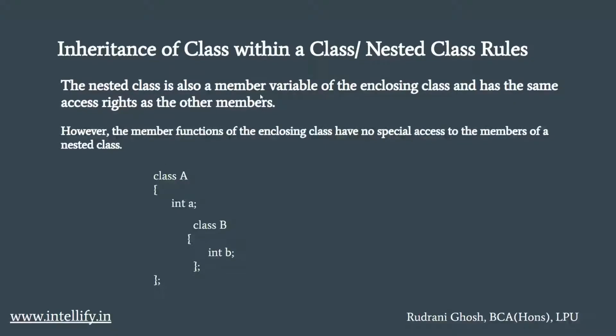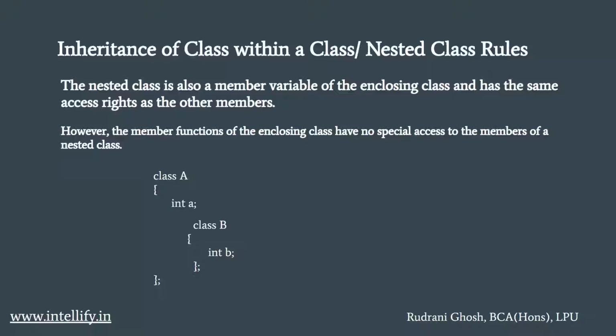A nested class is also a member of the enclosing class and has the same access rights as other members. That means here the access right of int A is private. Since we have not separately declared any other access specifier here, class B will also be private in this case. We must understand that member functions of an enclosing class have no special access to the members of the nested class. Class B is the nested class, whereas the enclosing class is class A. That means the objects created inside class B will have access to class A, but the objects created inside class A will not have any special access to class B.